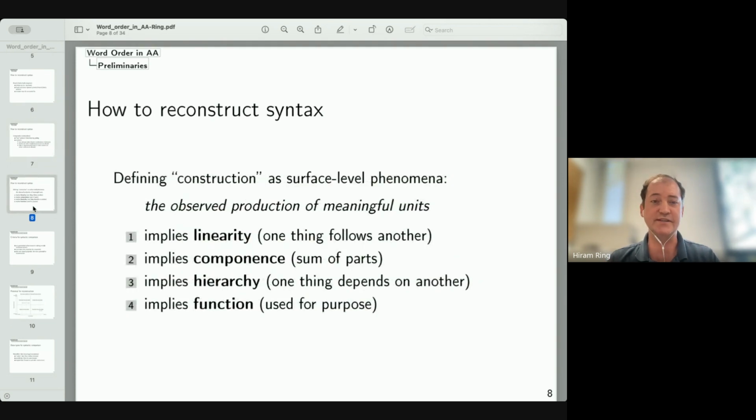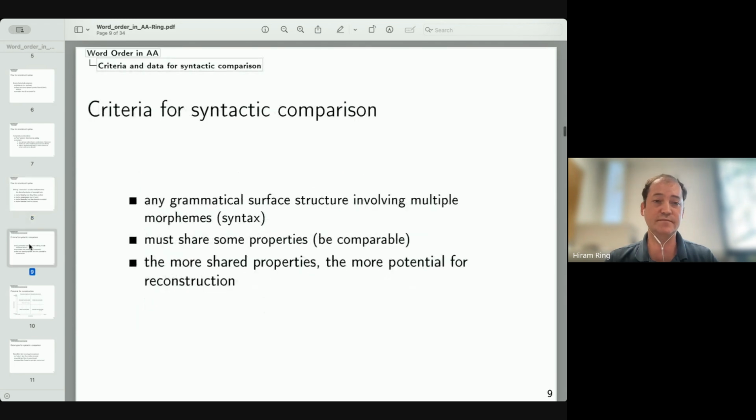Here, when we're reconstructing syntax, we have to define the terms that we're using. And I would say a construction, in this sense, is a surface level phenomenon. So things that you can observe, the observed production of meaningful units, which implies things are linear, one thing follows another. There are components, so things combine together to form larger structures. That also implies hierarchy, so there are some dependency relations. And there is also some implication of function. So these particular constructions are used for a particular purpose.